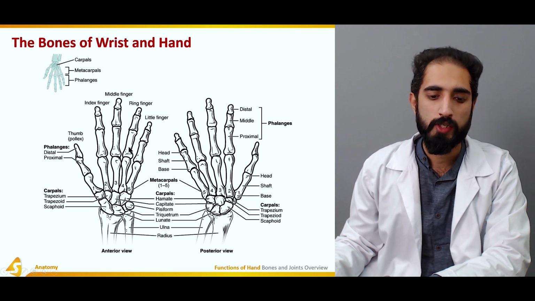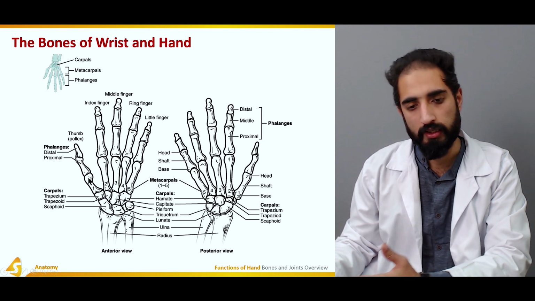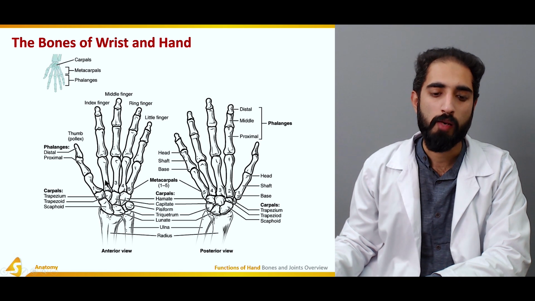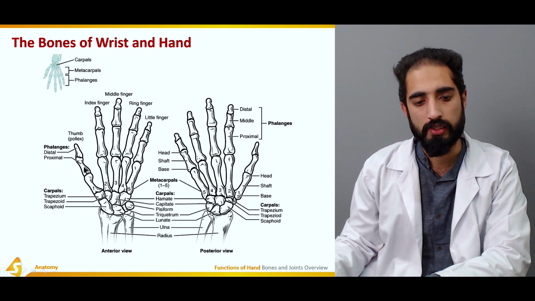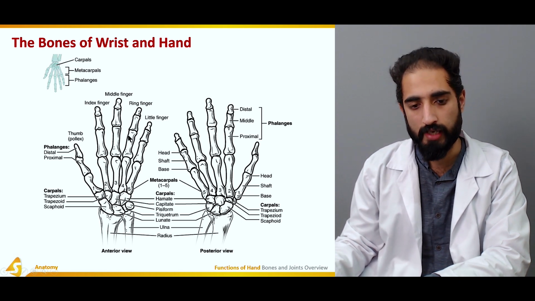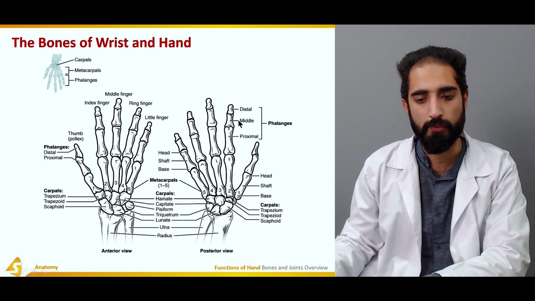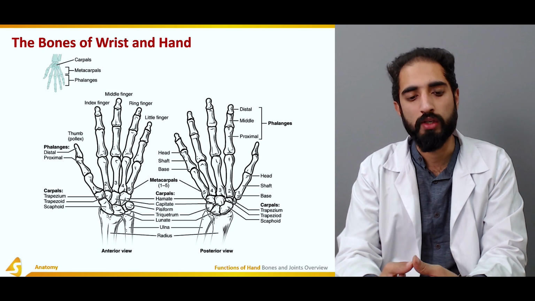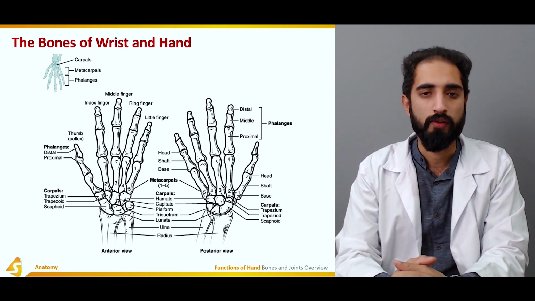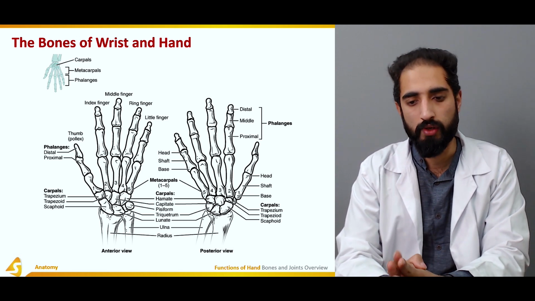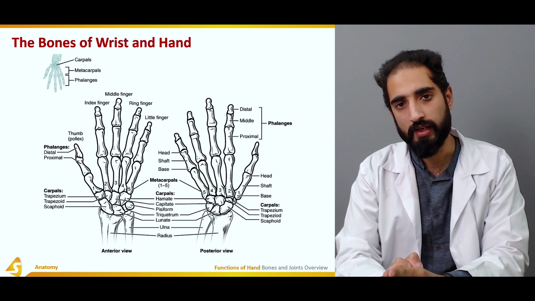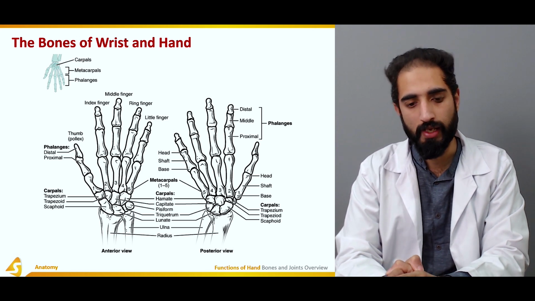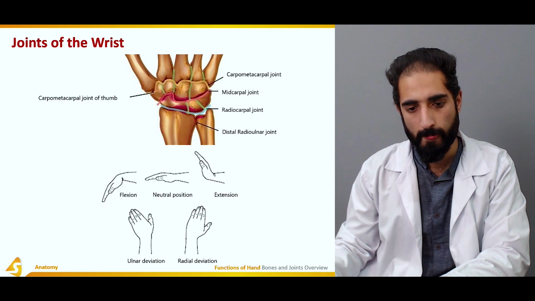Now, there is one difference between the first digit or the thumb and the other fingers: the thumb has only two phalanges, a proximal and a distal phalanx, whereas in the fingers we have a proximal, middle, and distal phalanx. So there are three phalanges, and for that reason the thumb has only one interphalangeal joint, whereas when we talk about the fingers, there are two interphalangeal joints, the proximal and distal interphalangeal joints.